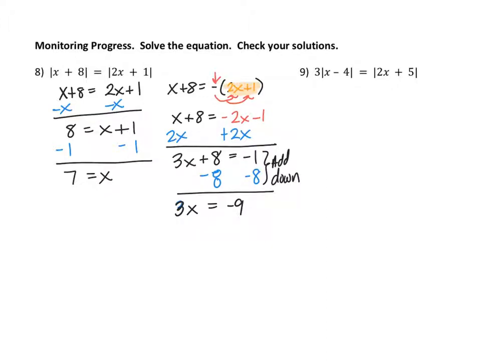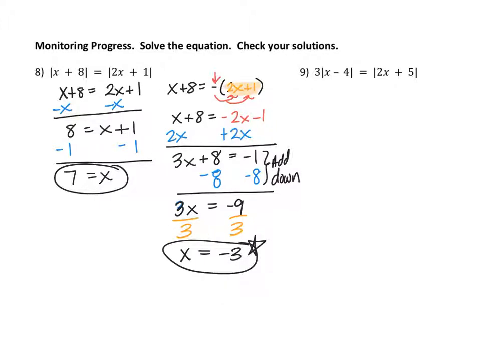And then our last step would be to divide by 3, with a final answer of x is equal to negative 3. So you want to always check your original equation and make sure that if you have a negative answer, when you plug it back in, the absolute value is not going to be equal to that negative number. So these ones will hold true for the original equation, so your answers are negative 3 and 7.